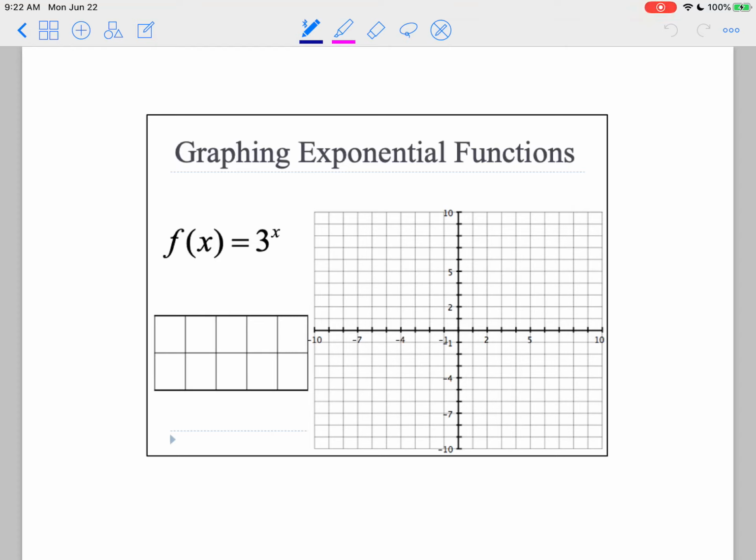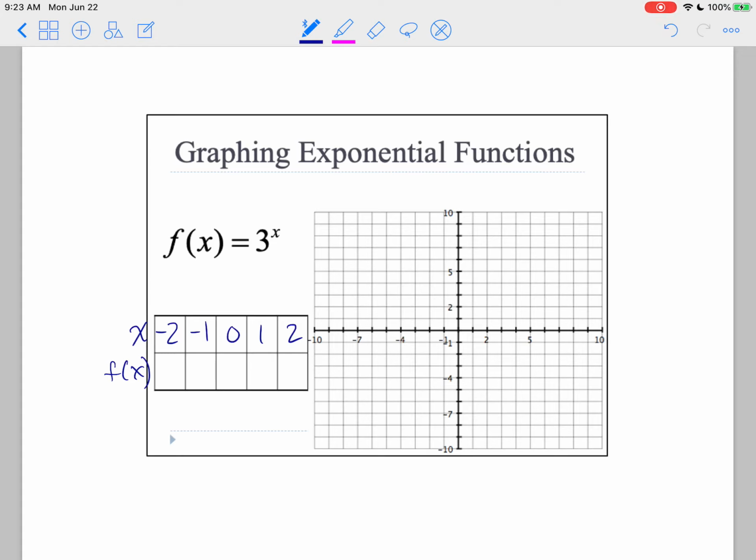All right, everybody. So we're back here. We're going to do some graphing. We're first going to graph 3 to the x. And I'm going to start by choosing some x values to plug into x. So these are my x values. And so f of x is going to give me some output values.